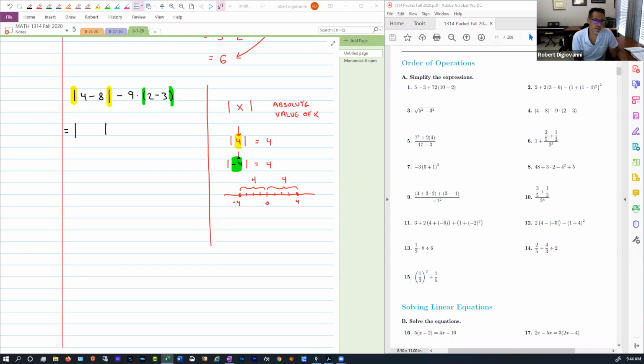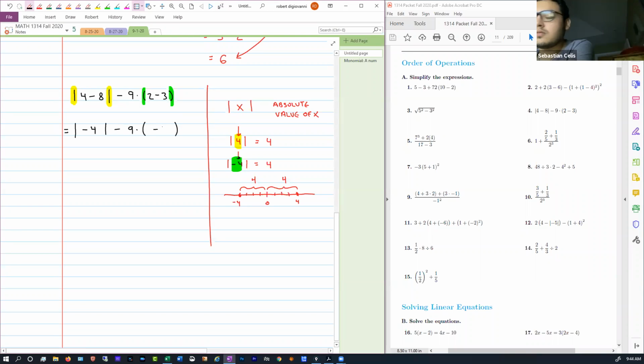So how do you feel about the signed number 4 minus 8? Is that something you're comfortable with? Yes, sir. It's -4. -4, okay. So we're gonna have a -4 in here. All right, let's just keep writing. -9 times, how about Sebastian, this 2 take away 3? -1. -1, okay, good. All right, so we have done what's in the parentheses, right?